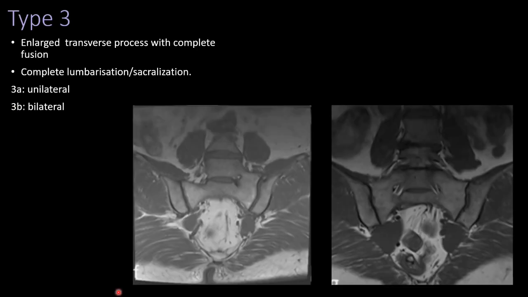In type 3, there is enlarged transverse process along with complete fusion with the sacrum, as we can see here. The enlarged transverse process fusing completely with the sacrum. If it is unilateral, it is type 3A, and if it is bilateral, it is type 3B.